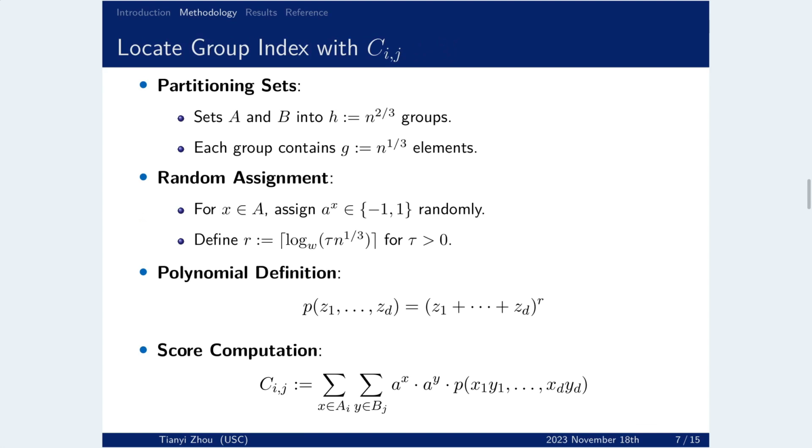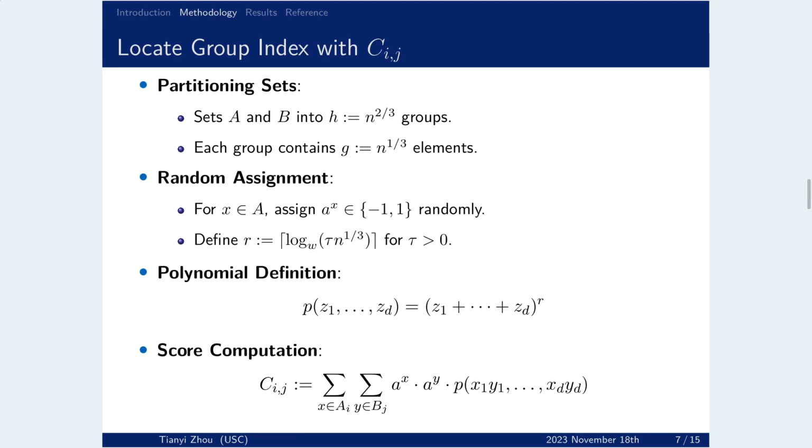And in our analysis, we begin by partitioning set A and set B into n to the power of 2 over 3 groups. And so each group contains n to the power of 1 over 3 elements. For each element belonging to A, we assign a random value a_x, which belongs to {-1, 1}, chosen independently and uniformly. And let's consider a constant tau, which is greater than 0 here.